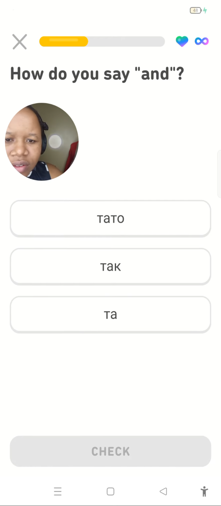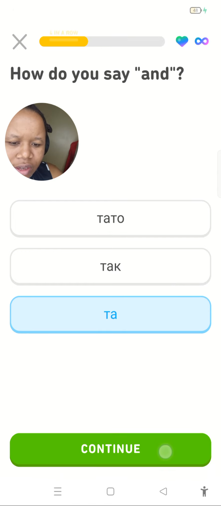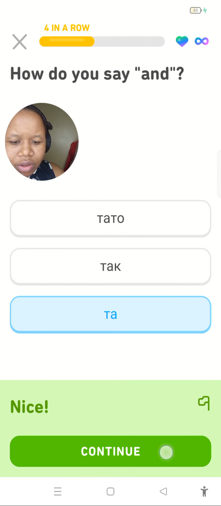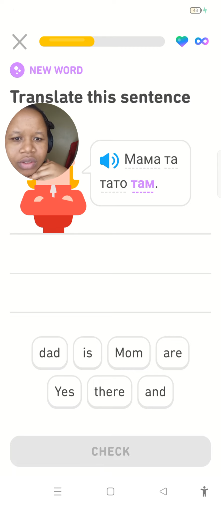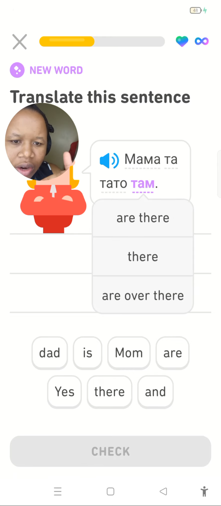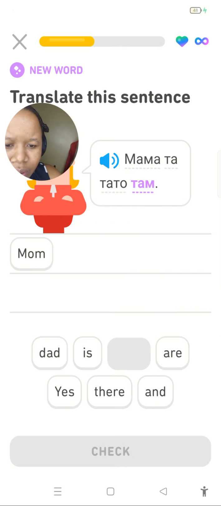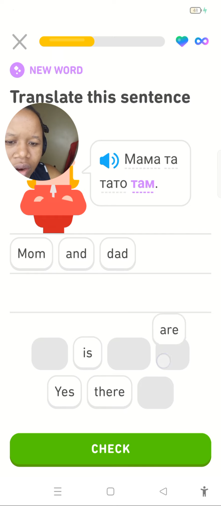How do you say and? I haven't learned that already, right? Ta. So it's like reminding you. Mama, tato, tam. This is now a new word, tam. So is are there, over there. So I can say mom and dad are there.